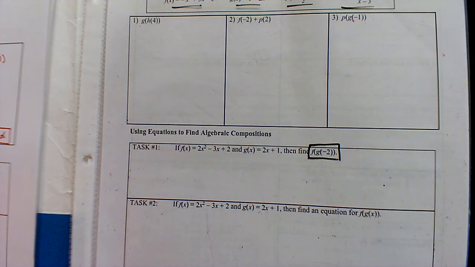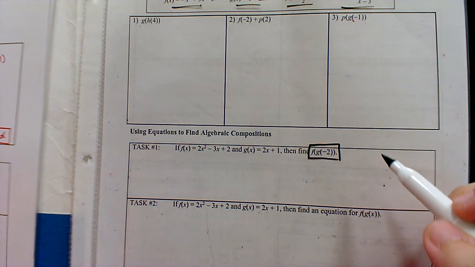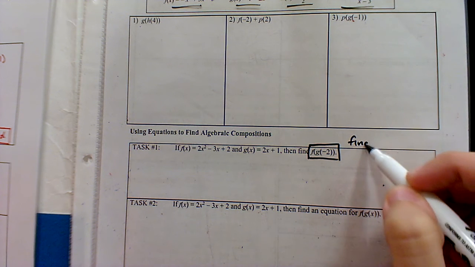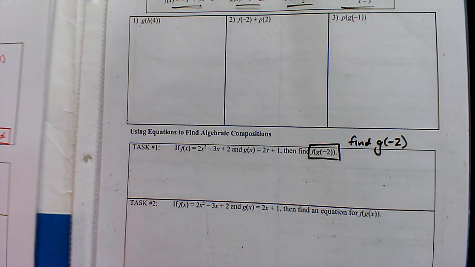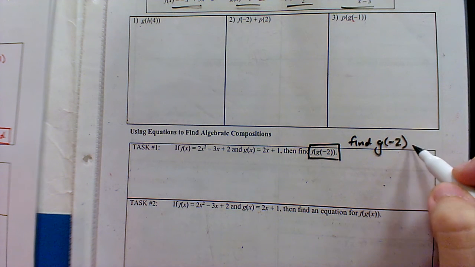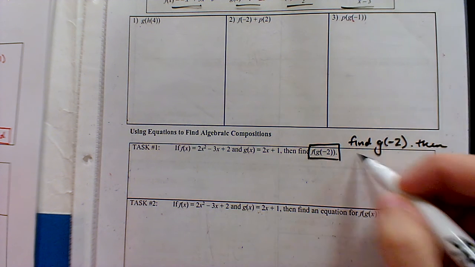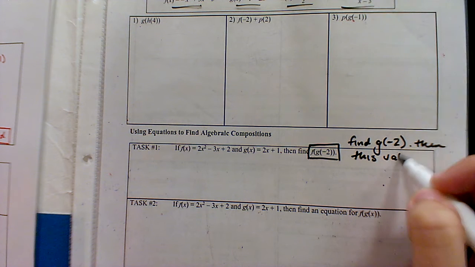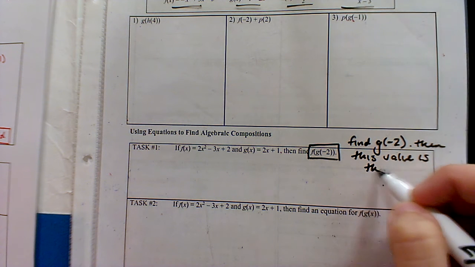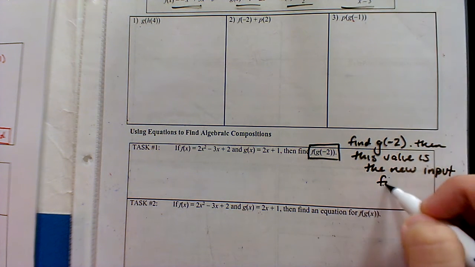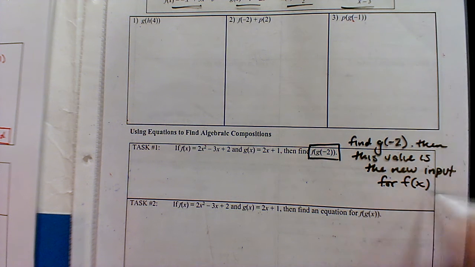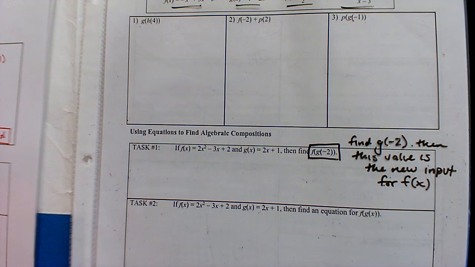What do you think, Rebecca? For the g function, if you plug in -2 for x, then that value would equal the x for the f function. It's your new input. Okay, so if we were to write that out, we're going to find g of -2. Then this value is the new input for the f of x equation.